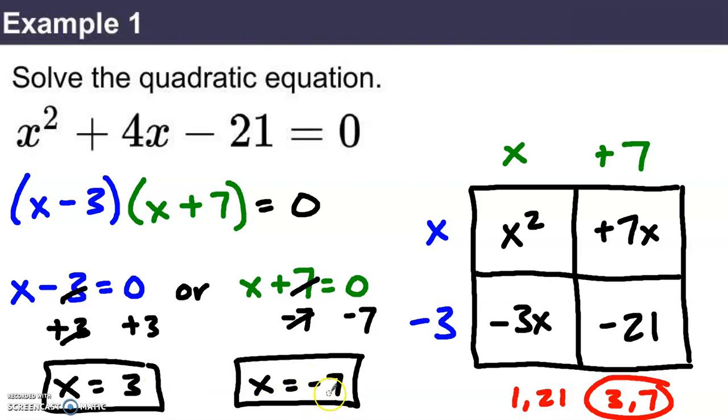And I can show you that they both work. If I let x be 3, 3 squared is 9. 4 times x would be 12. 9 plus 12 is 21. And 21 minus 21 equals 0. The same is true for negative 7. If x is negative 7, squared is 49. 4 times negative 7 is negative 28. So 49 minus 28 is 21, and 21 minus 21 is 0.